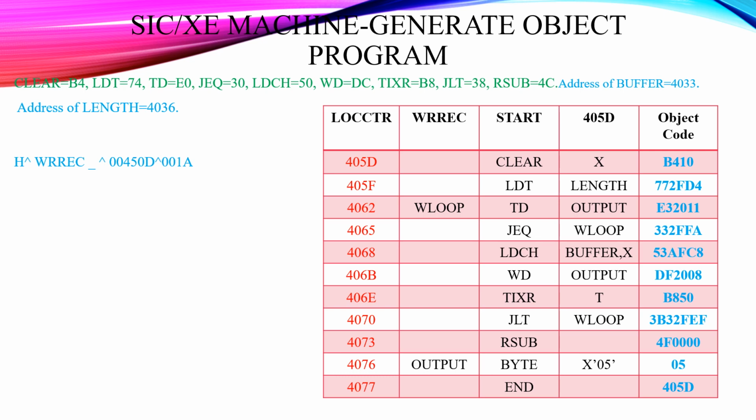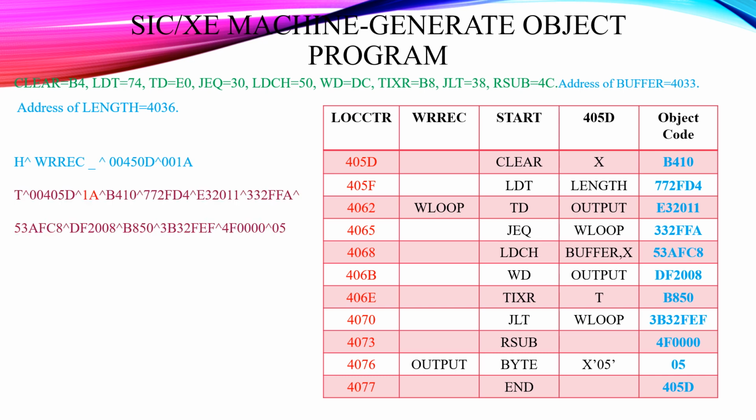We need to write it in 6 hex digits, so it will be 00450D. And the next field is the program length, 001A. We need to subtract the location counters: 4077 minus 405D gives 001A. And next is the text record, where we need to write all the object code, and it should not exceed 69 columns. In the text record, it can have at most 69 columns.